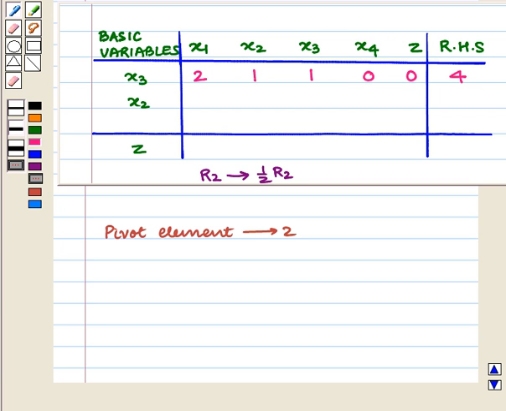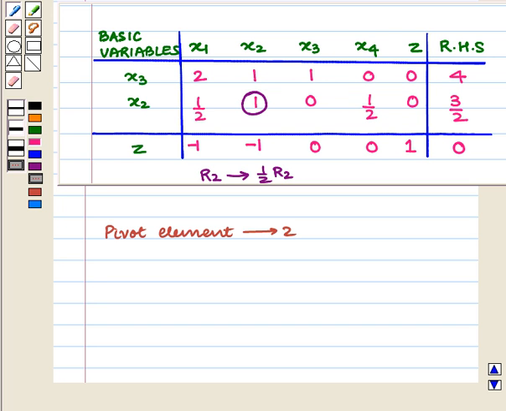In the second row, we use the operation R2 goes to 1 by 2 R2. So we have half, then 2 by 2, that is 1, 0 by 2 is 0, half, then 0 by 2 is 0, and in the RHS we have 3 by 2. The last row also remains as it is.